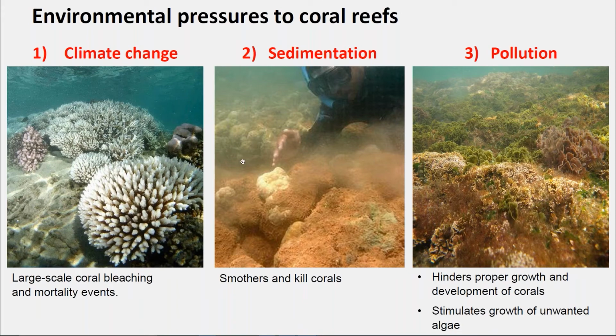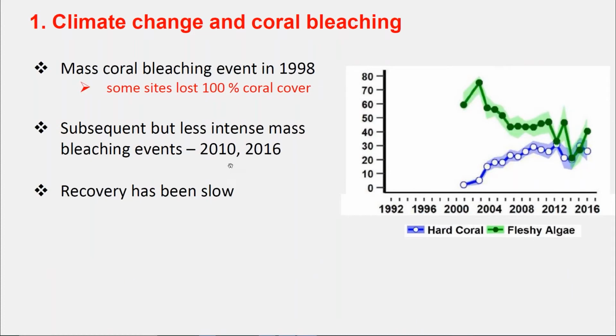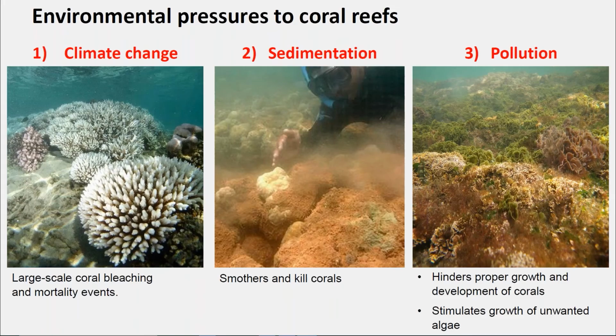The second one is sedimentation. We get sediments mainly from river inputs, and in this way, the sediments smother and kill corals. By covering corals, they limit the light penetration for coral function, and in this way, they kill the corals.